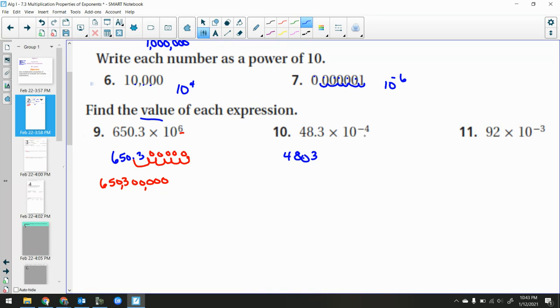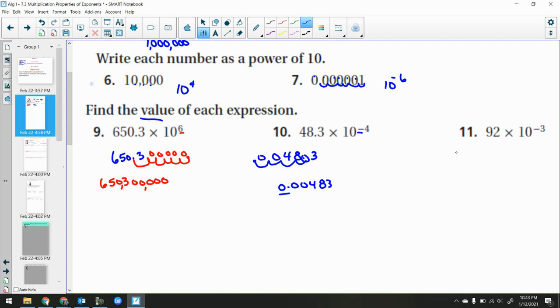Taking a look at the next one, I've got 48.3, and then I'm going to move that decimal place 4 units to the left now because it's a negative. 1, 2, 3, 4. Here's my decimal place and fill in my zeros. 0.00483. Now, again, you don't necessarily need that 0 in front of the decimal place, but you'll see me put it there. I think it just looks a little cleaner.